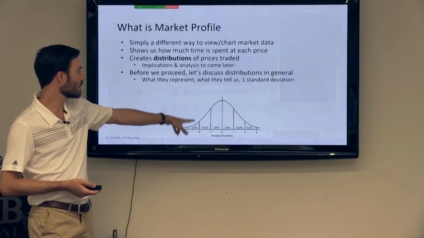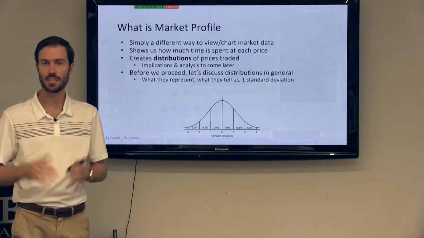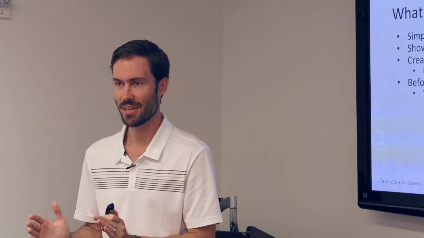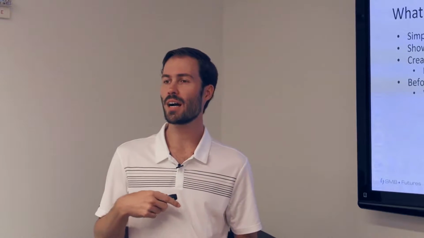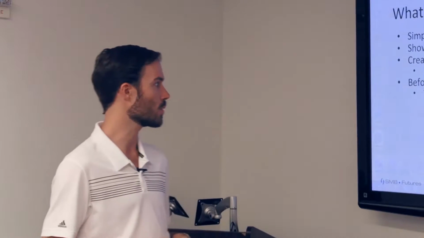But that middle area right there, 34 and 34, 68%, that's one standard deviation of a normal distribution. That's going to become something that's important to us. That's going to be a proxy for how we define what we call value around a distribution. That's going to become very important for us.